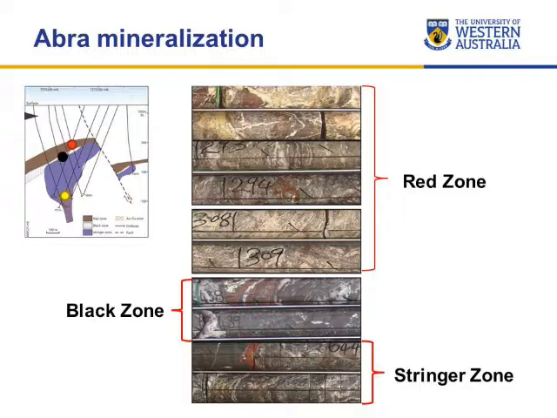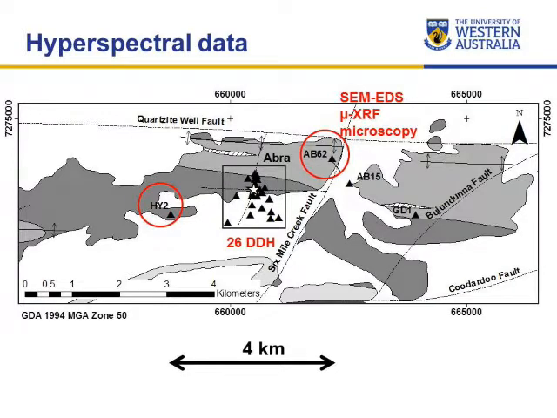So the way I mapped the alteration is based on the HyLogger data from AB62 and HY2, and then I validated the mineralogy from these reflectance spectra data using SEM and EDS analysis, micro-XRD and optical microscopy, and then used that information to interpret the spectral data from 26 drill holes that are actually intersecting the Abra deposit.